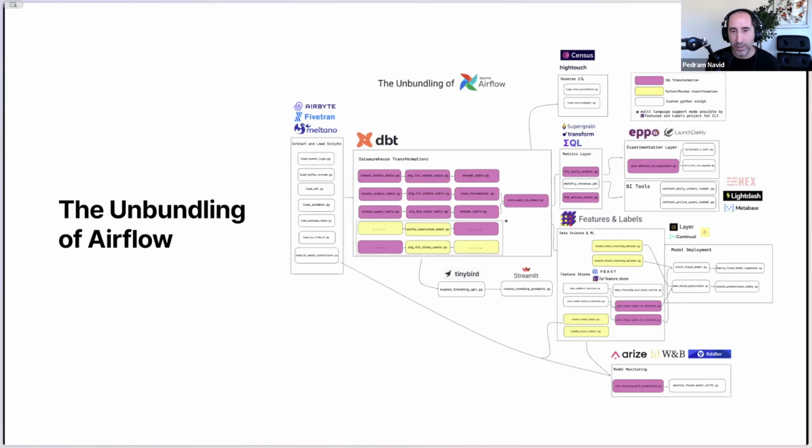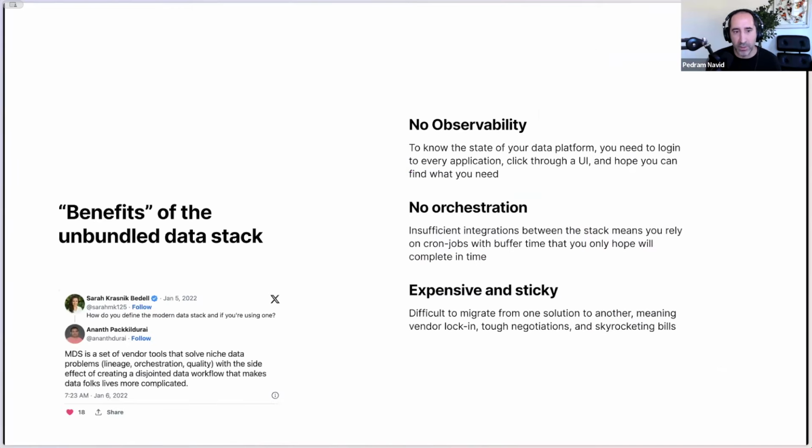And so if we think about the downsides of this unbundled data stack, there are many, but I think there are three that we don't talk about too often, which are really this lack of observability, a lack of orchestration, and that it can be quite expensive and sticky. And I love this quote by Nath, who said the modern data stack is a set of vendor tools that solve niche problems, and the side effect is creating a disjointed data workflow that makes everything more complicated, which I think we can start to relate to a lot these days.